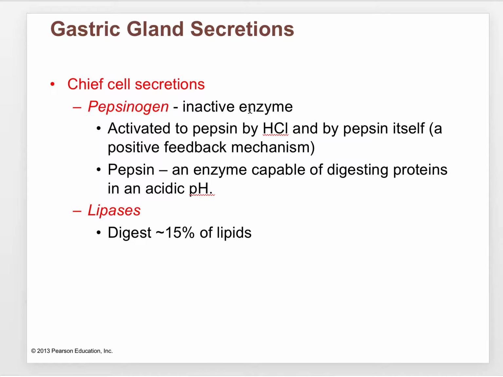The chief cell secretes pepsinogen, which is an inactive enzyme. It's activated to pepsin by hydrochloric acid. So the hydrochloric acid changes pepsinogen to pepsin, and pepsin is an enzyme capable of digesting proteins. Chief cell secretes a lipase. Think of lipase, the LIP makes you think, the root word means fat, like lipid. Lipase digests fat molecules.